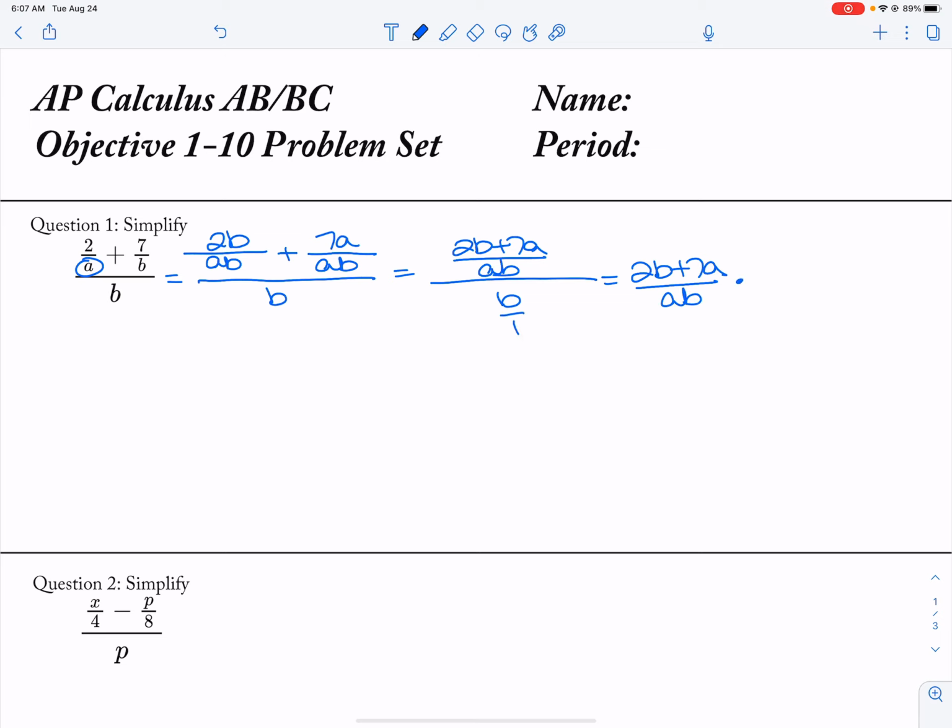And then I invert and multiply, so I get 1 over B. So I get 2B plus 7A over AB squared.